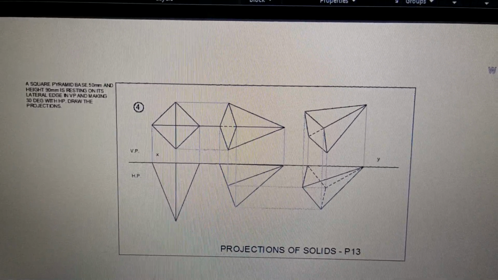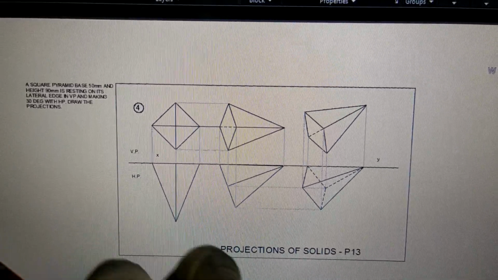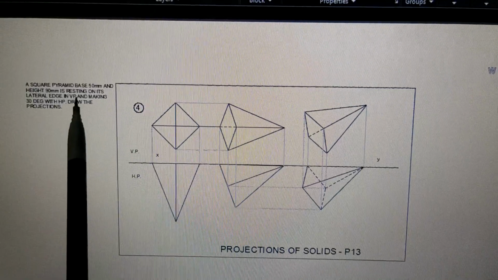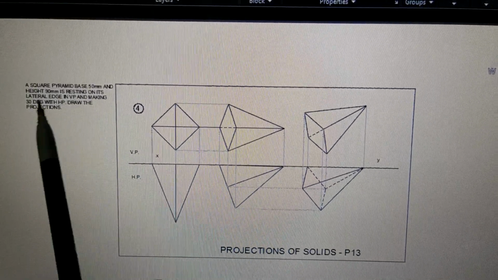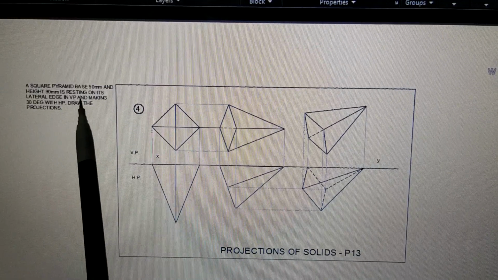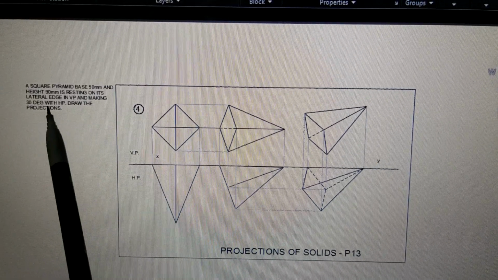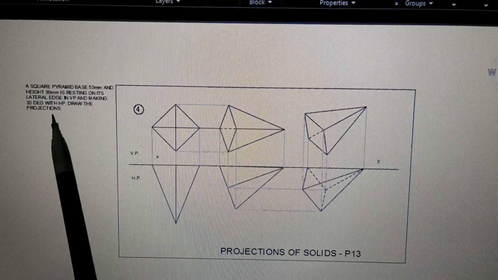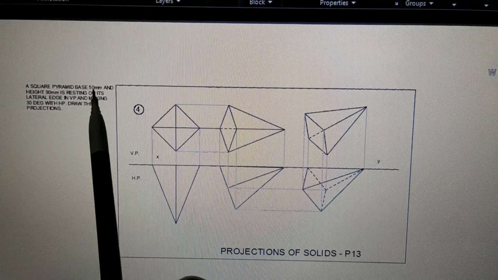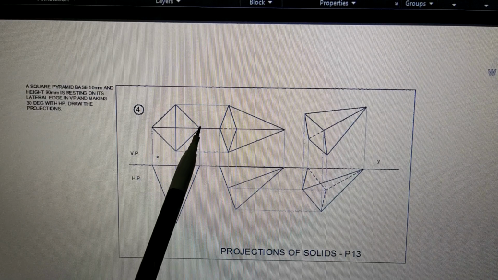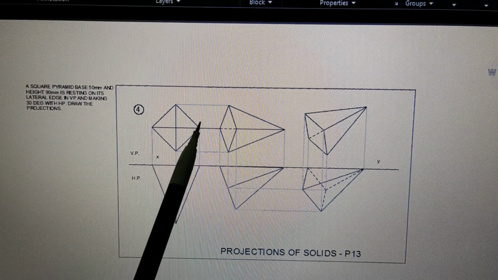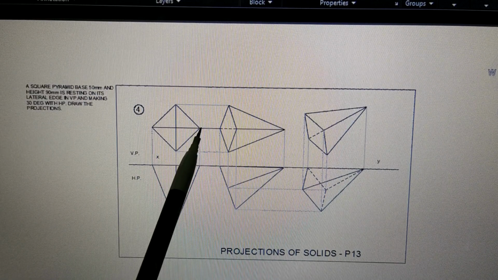So now this is problem number 4. It says there is a square pyramid, base 50 and height 90, is resting on its lateral edge in VP and making 30 degree with HP. Draw the projections. So since it is going to rest on its edge, we are to draw the starting position with corner over here. Now this corner is the one which will be resting now.